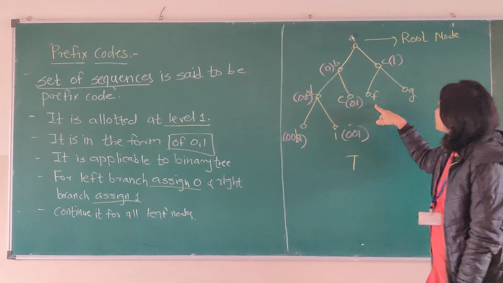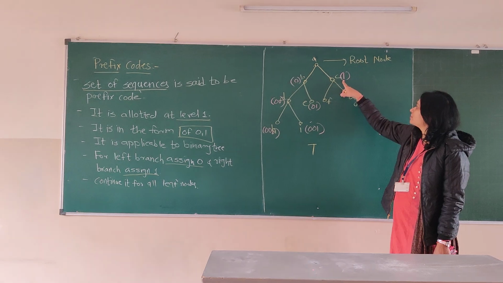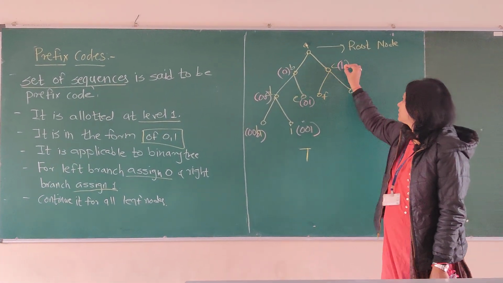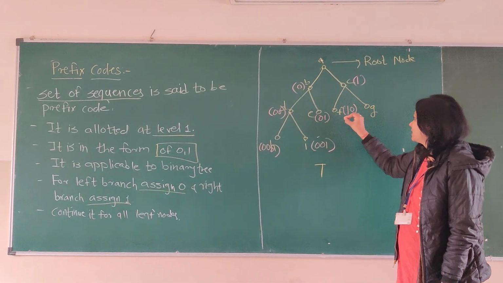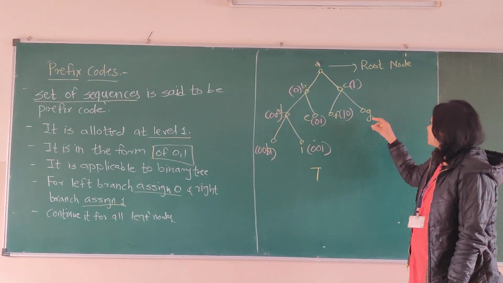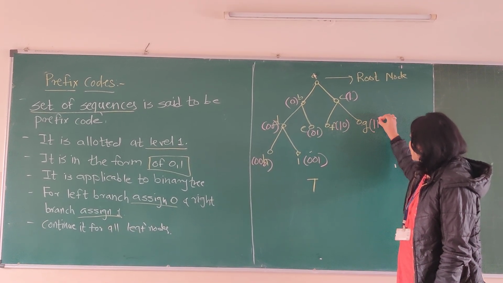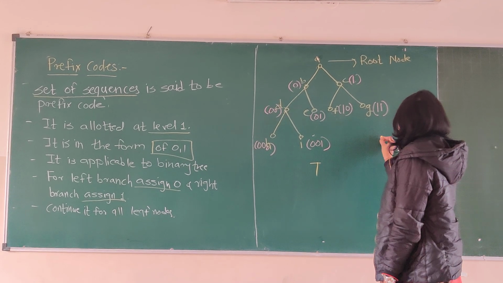For F, it is the leftmost branch. So from this C to this F, as it is the leftmost branch, take this 1 as it is, and as it is leftmost, assign 0. For G, as it is the rightmost, assign 1. So these are the prefix codes.